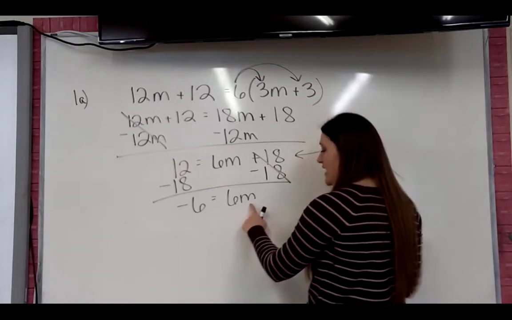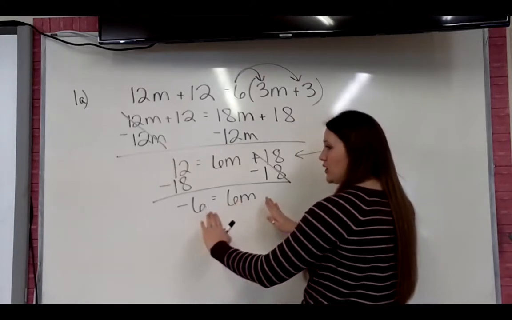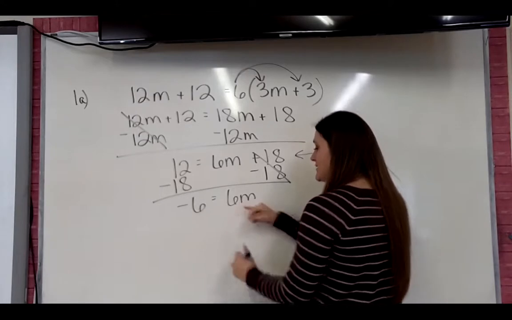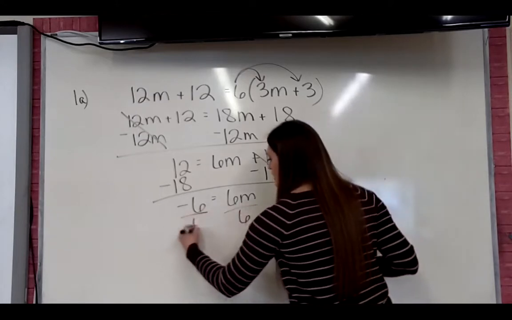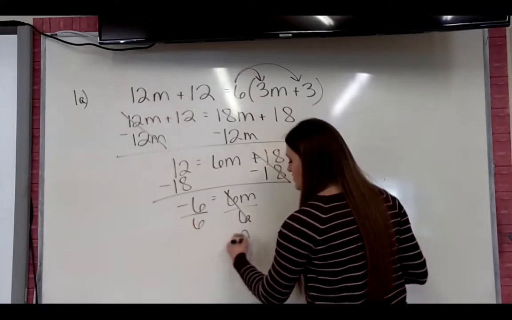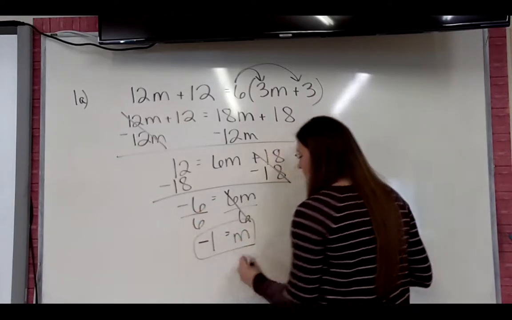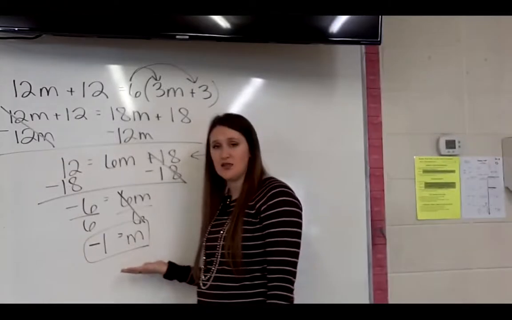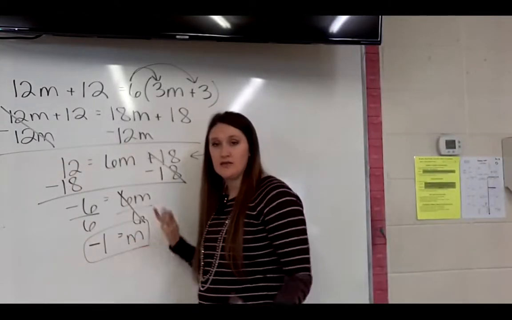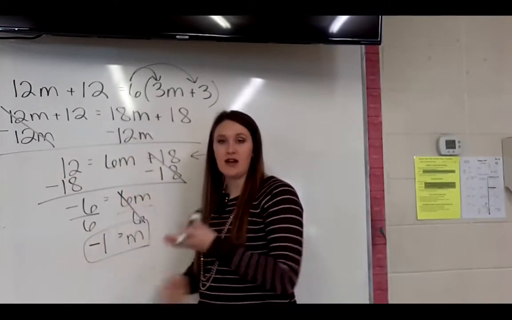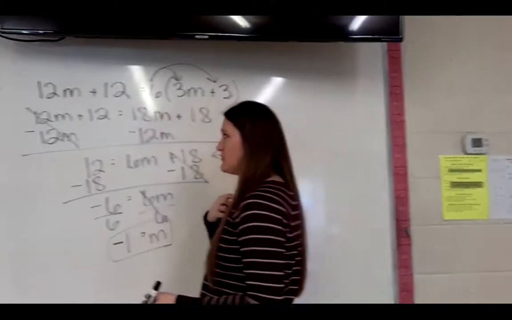To get m by itself, now I'm trying to split these apart. So to get rid of that 6, these are being multiplied. So we do the opposite and divide. 6 divided by 6 is 1. So negative 6 divided by 6 is negative 1. Even though this is backwards, that's still accurate. Negative 1 equals m, it's just m equals negative 1. It doesn't matter which side the variable is on.